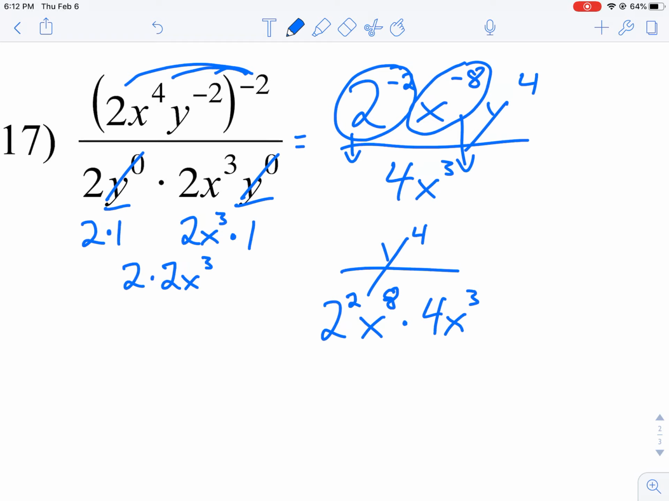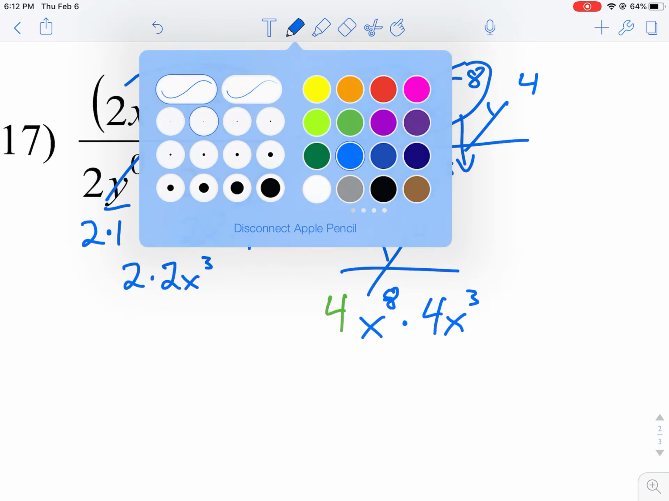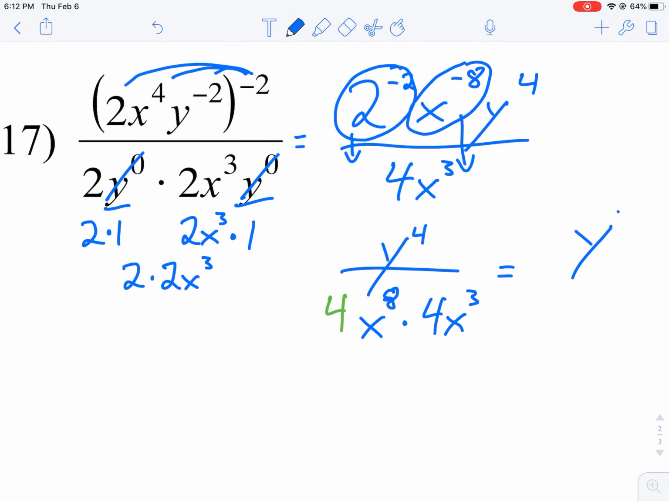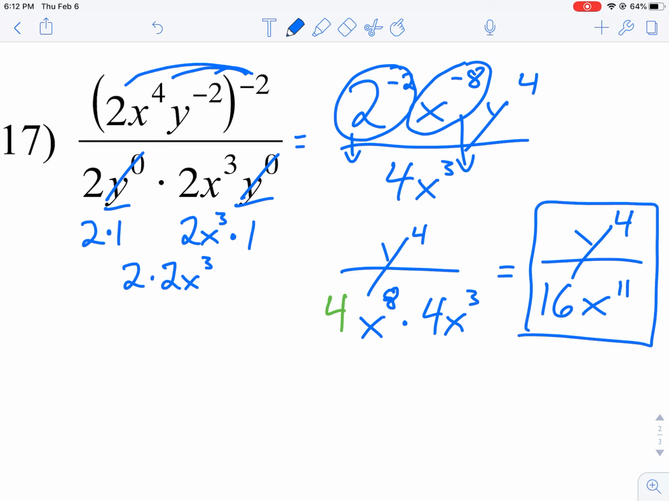Now that that 2 squared is in the denominator, we look at it as, oh, well, 2 squared is 4. So let me just erase this, and I'm going to replace it with a 4, because 2 squared is 4. So let's combine these like terms here. So my final answer, y to the 4th over 16x to the 11th. So don't worry if you get a negative exponent on a coefficient, because you can still drop that into the denominator and turn that exponent positive.